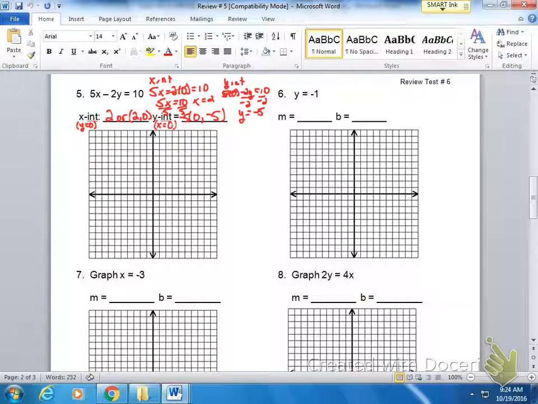Now we just plot those 2 points and we're finished. So over 2 up 0 is right here. Over 0 down 1, 2, 3, 4, 5 is right here. And I sketch my line. So not too bad, guys.